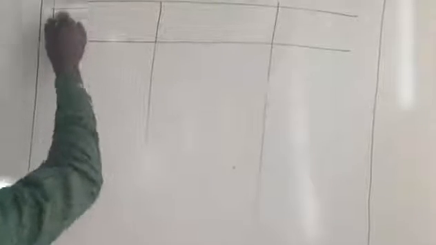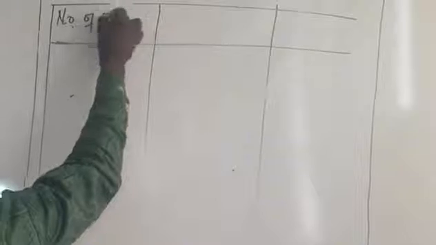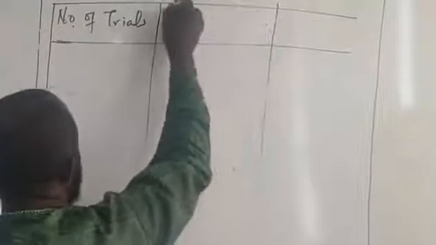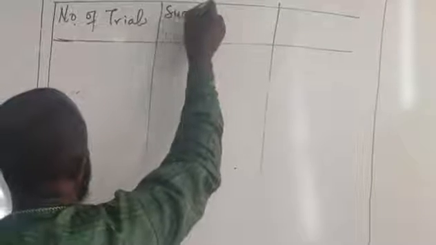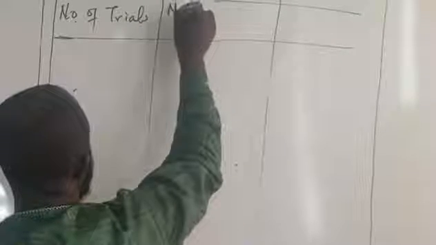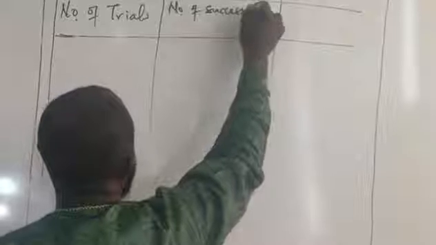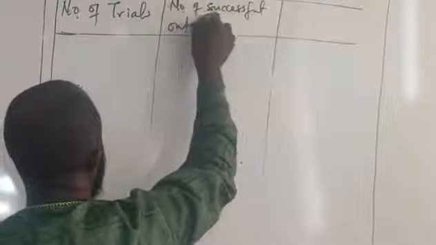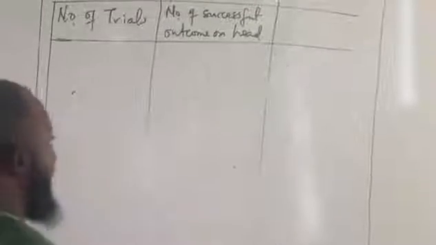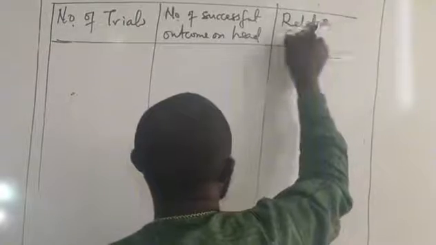So here we're going to have number of trials. Then we're going to have number of successful outcome on head. Then we're going to have another column here, relative frequency.